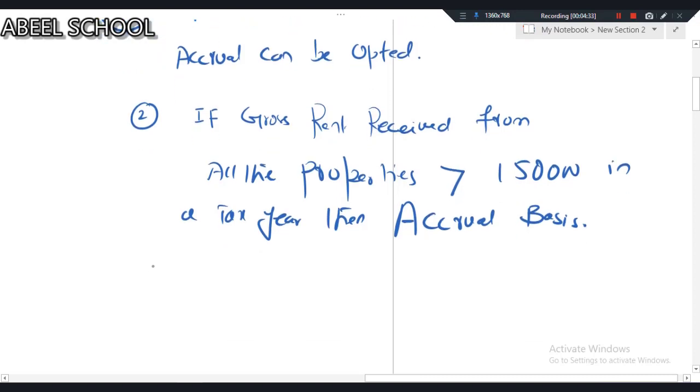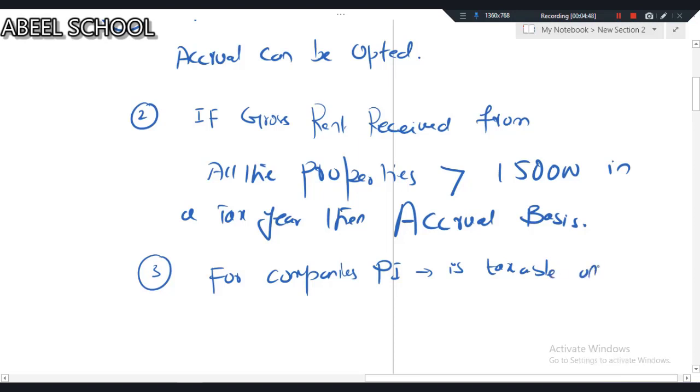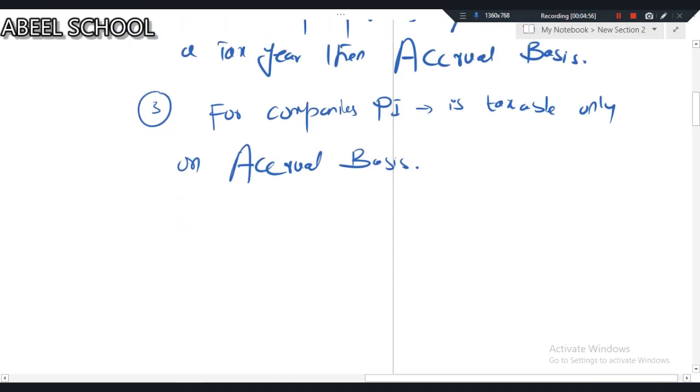Third and the last point is for companies: property income is taxable only on accrual basis.